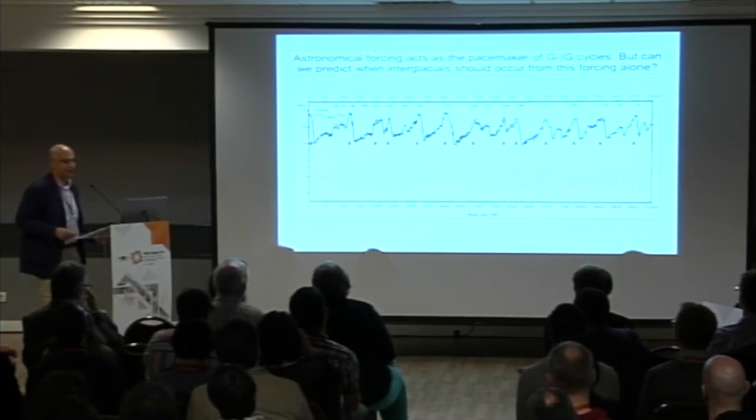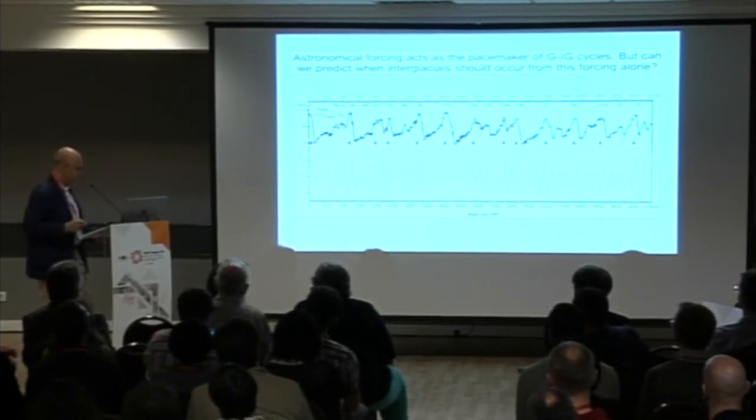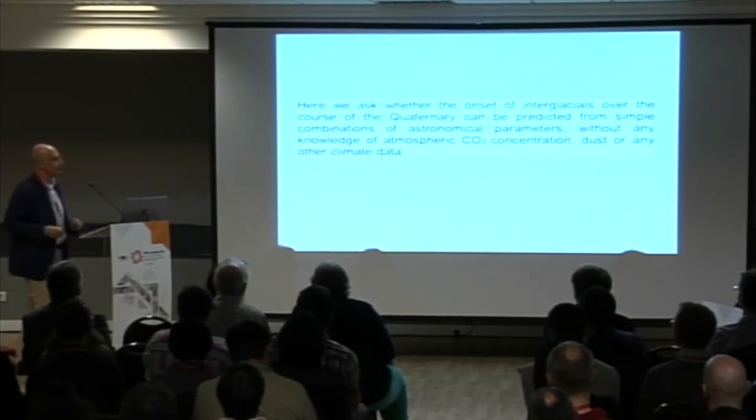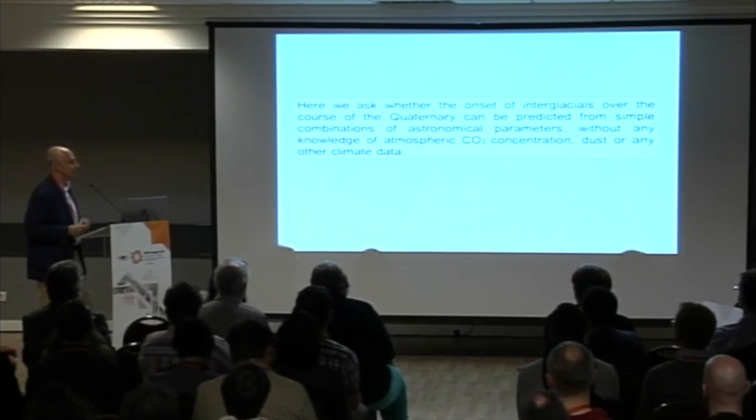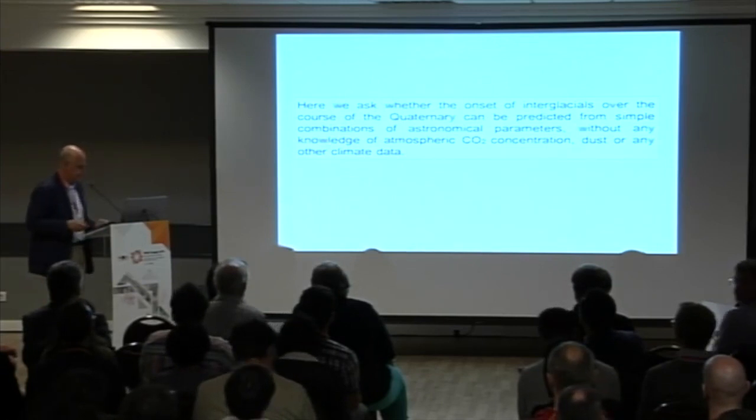So George Philander said a few days ago that this is not a question worth asking. We remain undeterred, and we still ask whether the onset of interglacials over the course of the Quaternary can be predicted from simple combinations of astronomical parameters without any knowledge of any climate data.